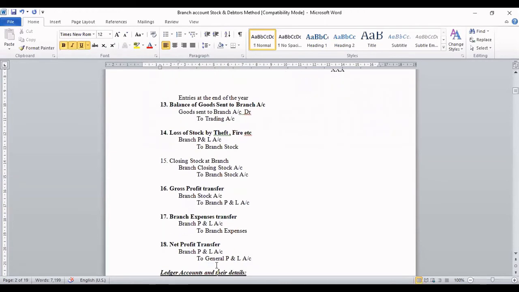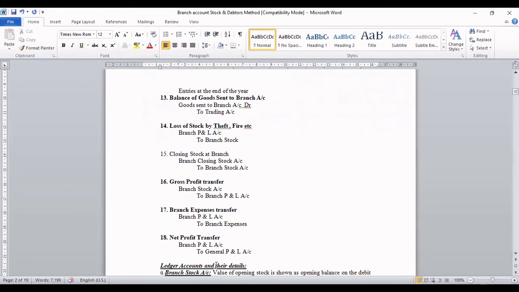And the last entry: when you close branch P&L account, either you will get profit or you will get loss. So that we have to transfer to general P&L. If it is a profit, the entry will be branch P&L account debit to general P&L, and if there is a loss, the entry will be general P&L account debit to branch P&L account. Is this clear, everyone? Yes, sir.